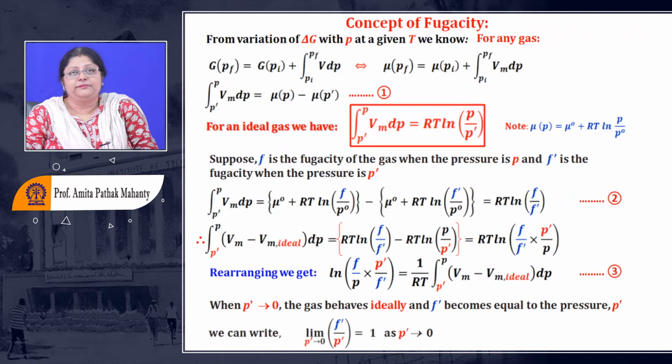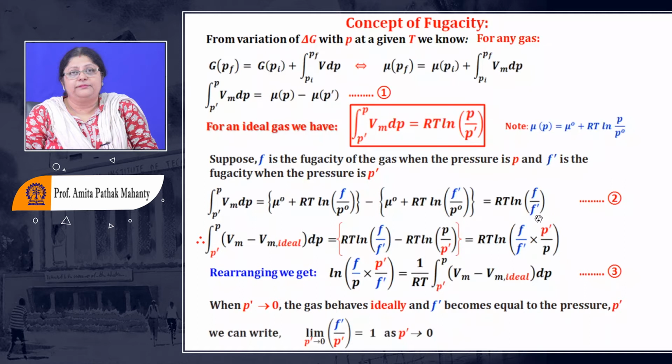Right? So for the real gas, I can write down the integral of the molar volume V into dP from P prime to P. If F is the fugacity for the pressure P and F prime is the fugacity corresponding to the pressure P prime, then what do I get? I get RT ln F by F prime, right? Similar to this.